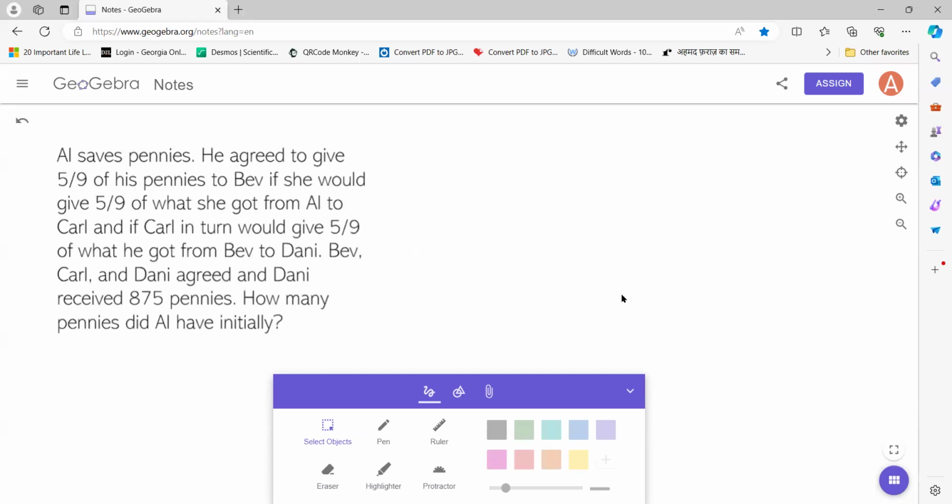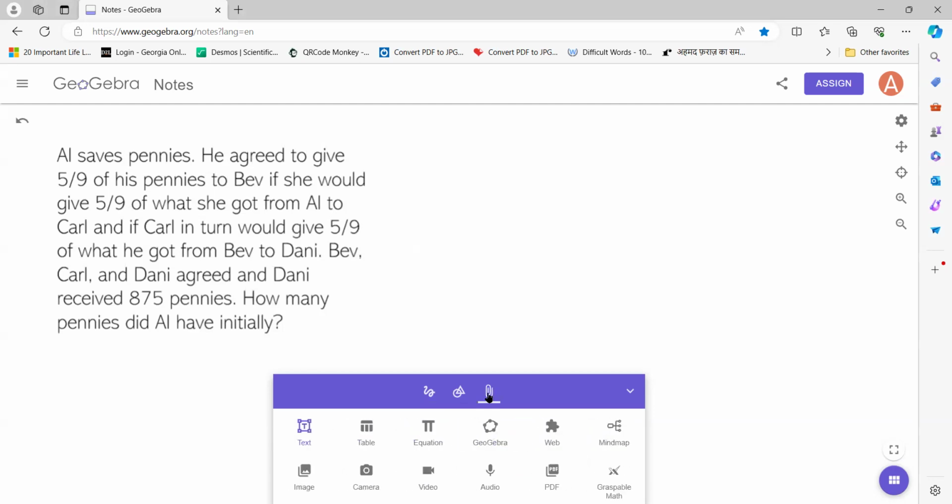Now it's a fraction problem. I am going to do it visually, and you have to understand the question. So Al gives 5/9 to Bev. Bev, whatever she receives, she gives 5/9 of those to Carl, and then Carl, whatever he receives, he will give 5/9 to Danny. Now Danny ended up getting 875 pennies. So let's see how we can work on this problem.